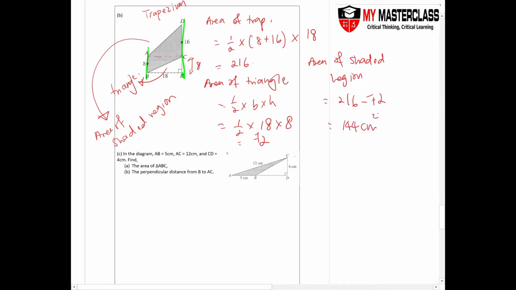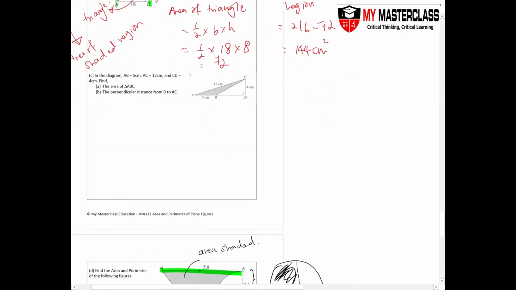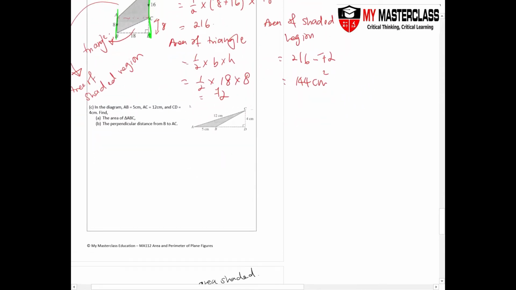Once you're done, let's take a look at part C. In the diagram, AB is 5 cm, AC is 12 cm, CD is 4 cm. Find the area of this triangle. Now, this is what we call the non-right angle triangle. When you have a non-right angle triangle like that, notice that the height will be the same, so a common height. What changes is the base.